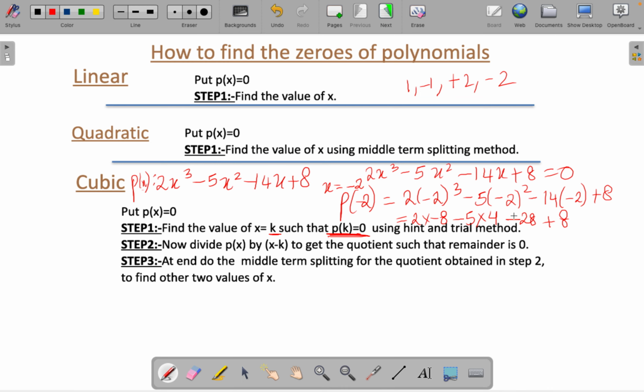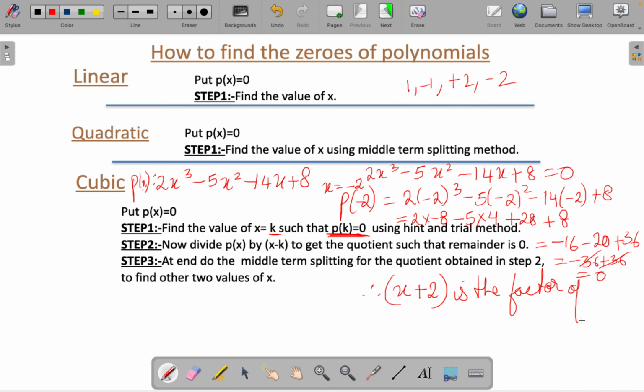Sorry, this is minus into minus plus. So now 8 2s are 16, minus 16, minus 5 4s are 20, and this will give you 36. Add this also, minus 36 plus 36. So yes, it is giving us 0. When it is 0, then we say, therefore, x plus 2 is the factor of p of x. So we have got one factor.